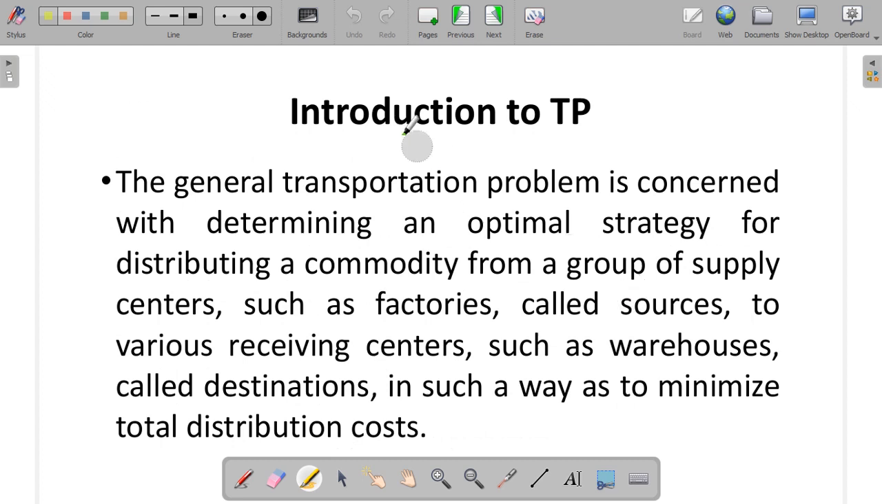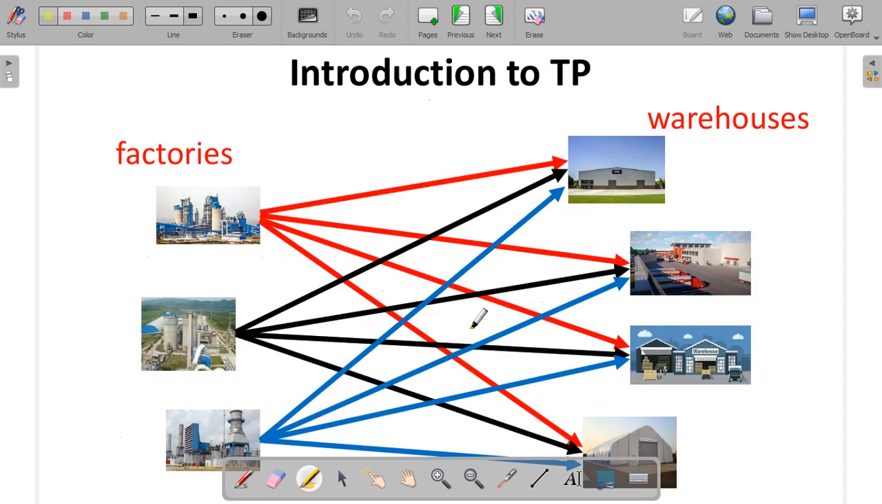So, in general, a transportation problem is concerned with the determination of the optimal strategy for distributing a commodity from a group of supply centers, such as factories, called sources, to various receiving centers, such as warehouses, called destinations, in such a way as to minimize the total distribution cost. So here we have a network model showing a number of factories producing similar products, exporting to different destinations, which we call warehouses.